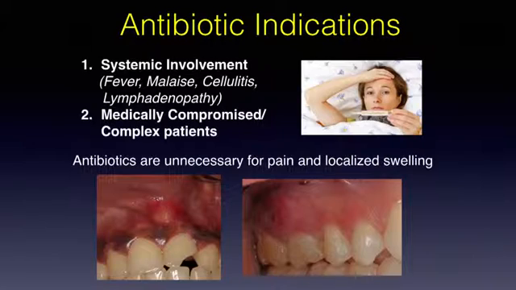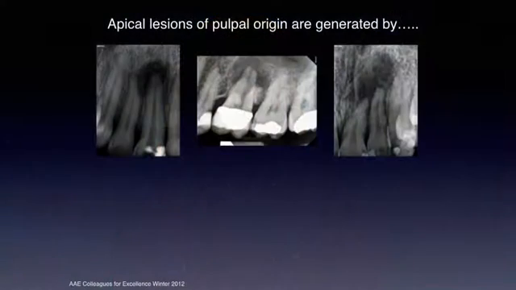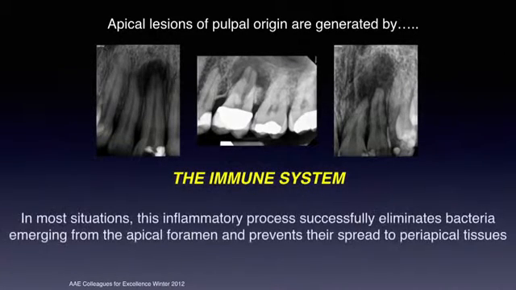And lastly, patients who are medically compromised, whose immune system needs an extra boost to help control the infection, may require antibiotics. Now, I know there are many clinicians who will say, well, wait, there's a lesion below the tooth. It's full of bacteria. Why wouldn't I prescribe an antibiotic to clear up the bacteria in the lesion and help resolve symptoms? A common misconception is that a periapical lesion is generated directly by bacteria, when in reality, it's generated by the patient's immune system. This is the body's way of walling off the infection and preventing bacterial spread into apical tissues.